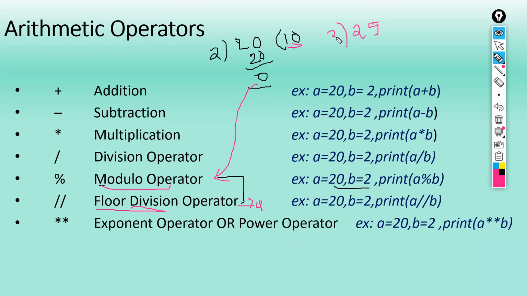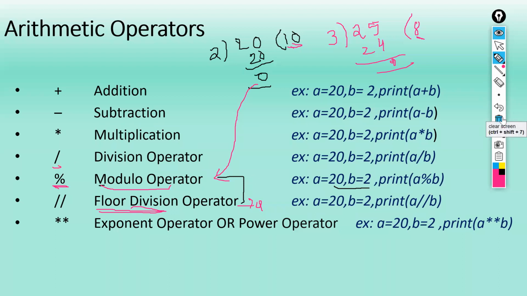With 3, 3 8s are 24, and the value is 1. If I want to get the remainder, I can use the modulo operator. If I want to get the quotient, I can use the floor division operator. If I don't want the remainder and quotient, and I want the exact value, then I go for the division operator.